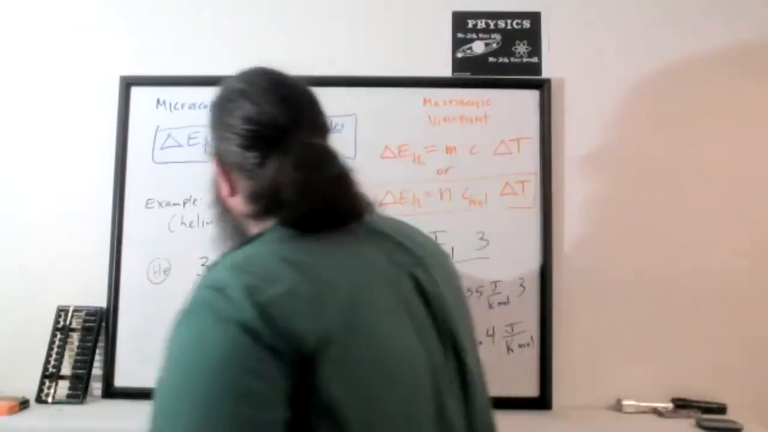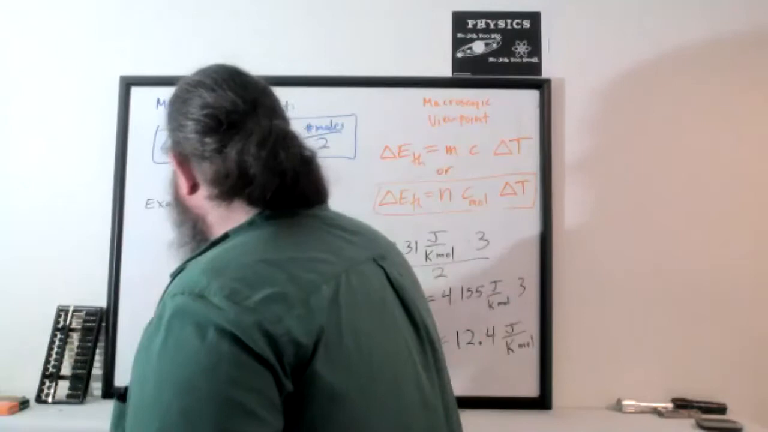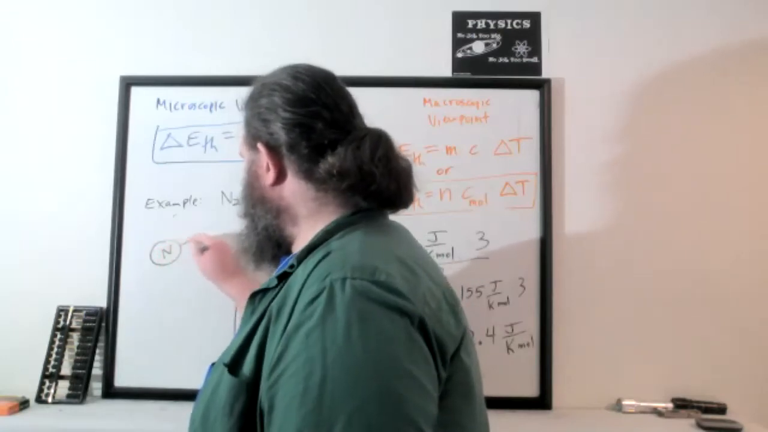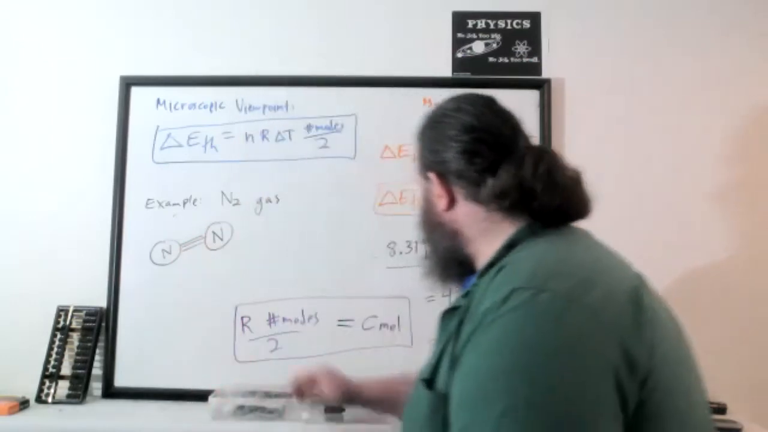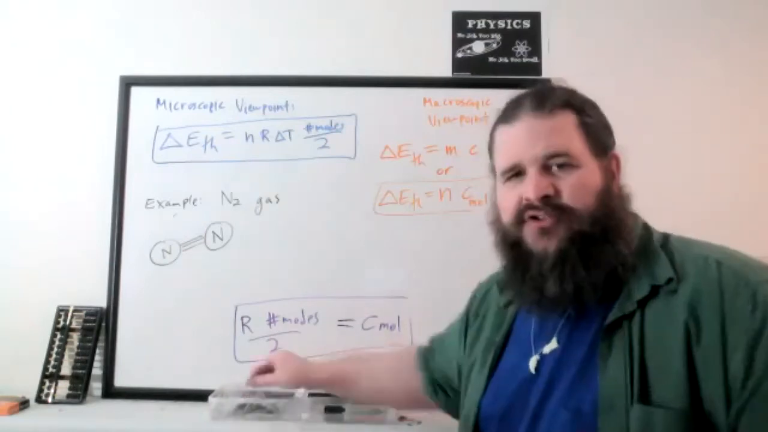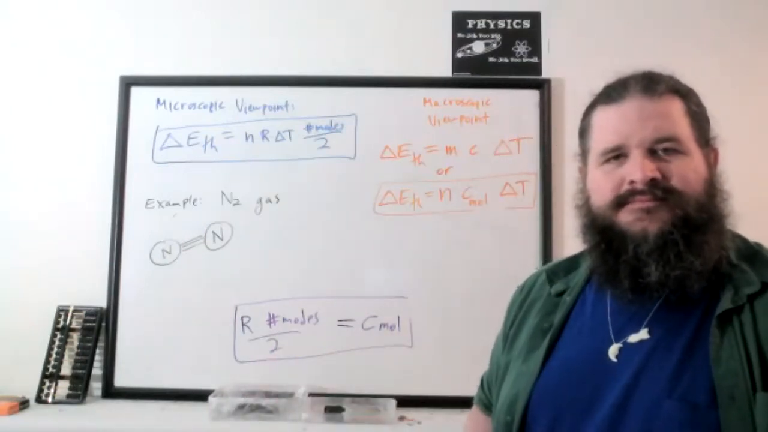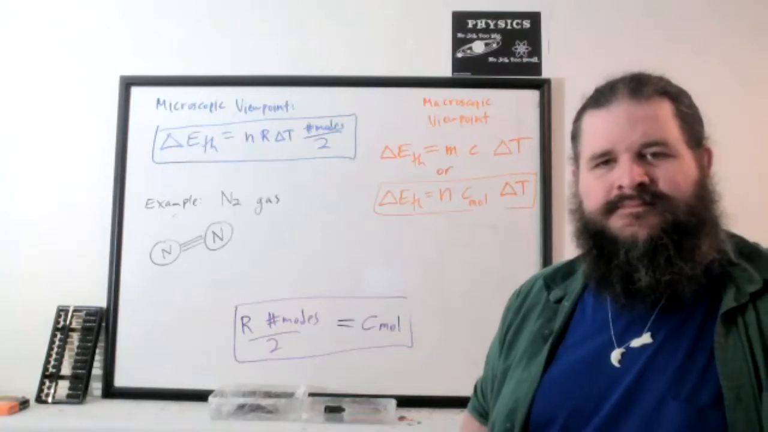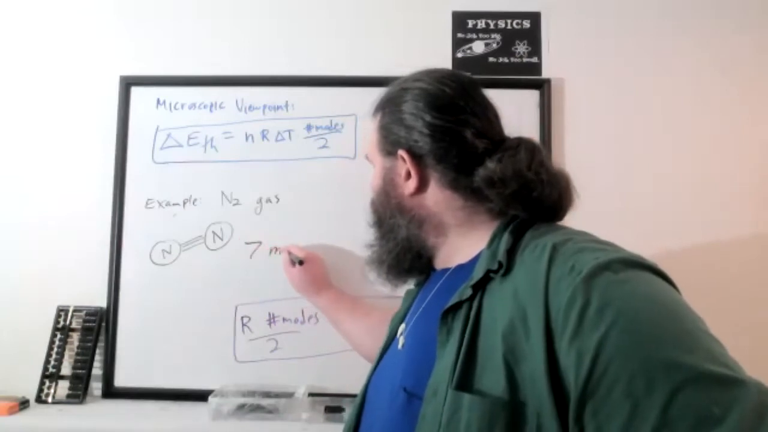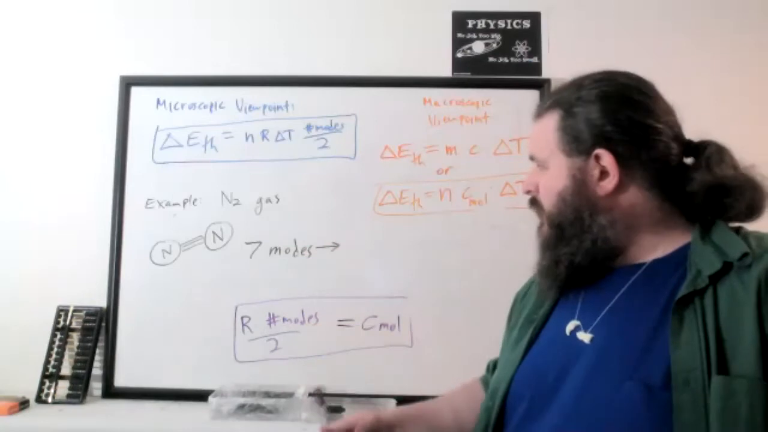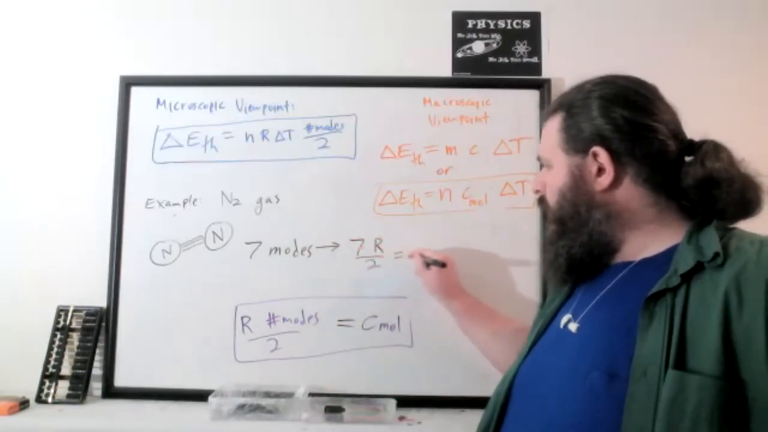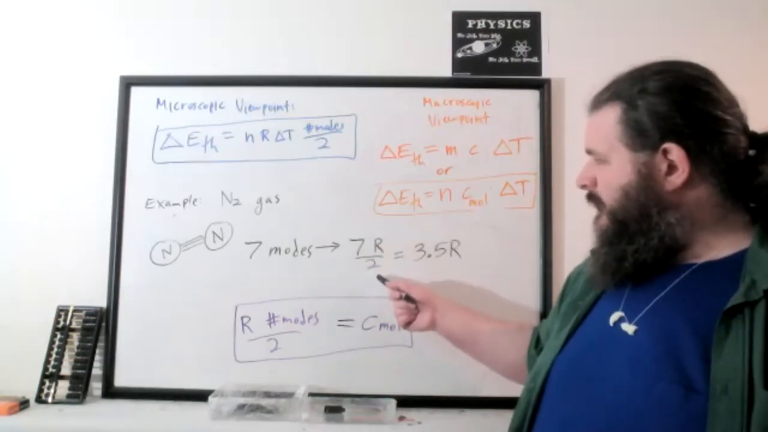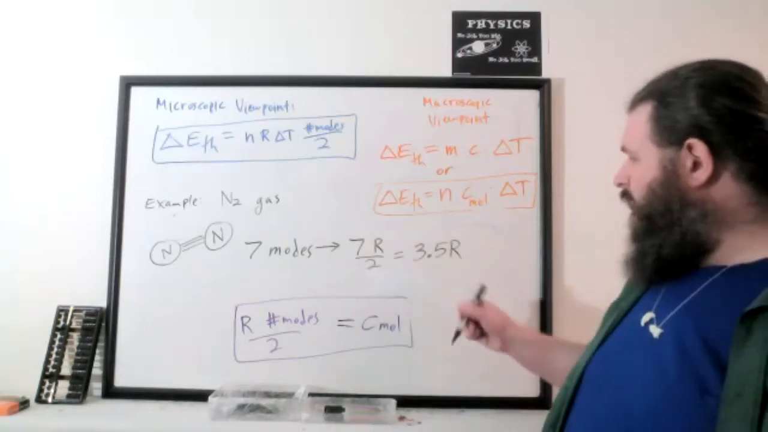Then let's try that with nitrogen again. Let's try nitrogen gas. How many modes would you expect the nitrogen gas to have per molecule? Seven modes per molecule, so we've got 7 modes. So we fill in 7 for number of modes, and we get 7R over 2, or 3.5R. And we often just leave this in terms of R. We might leave it as just 7R over 2 to make it obvious that 7 is the number of modes, or reduce it to 3.5R.